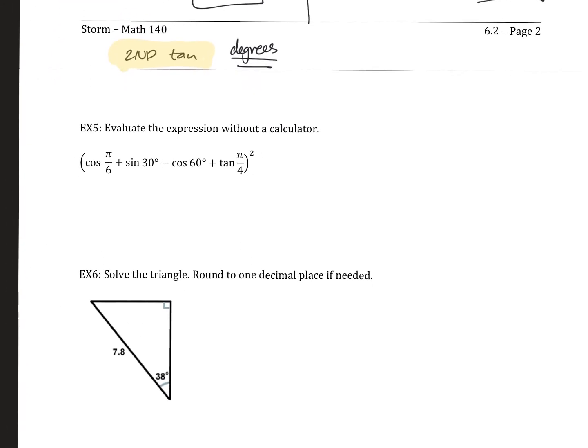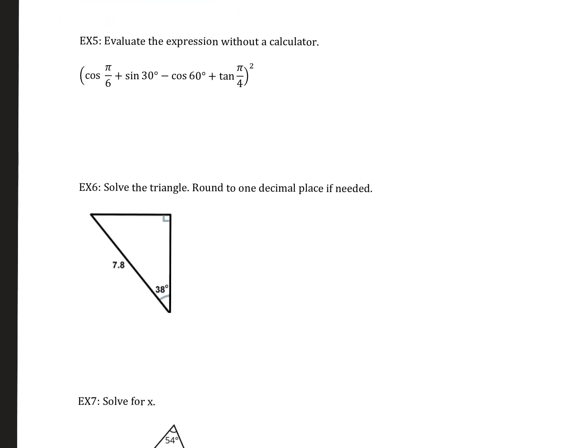Okay, so now we have example 5. Evaluate the expression without a calculator. Ooh, kind of fancy. Alright, so what do we have here? We have cosine of pi over 6 plus sine 30 degrees minus cosine 60 degrees and tangent of pi over 4 squared. These are all talking about values on the unit circle. So let me go ahead and draw out my unit circle. And these are all actually values in the first quadrant. So pi over 6, if you recall, is right there, which is also the same as 30 degrees.